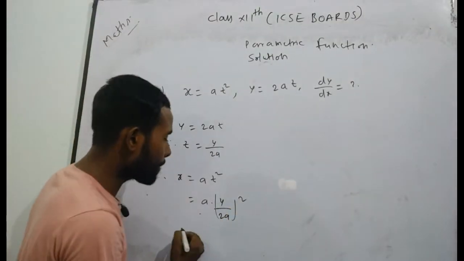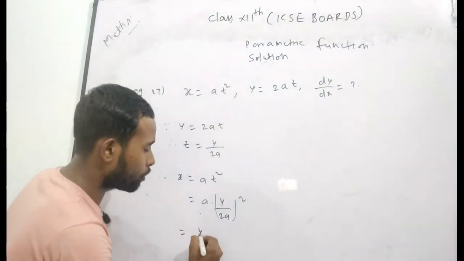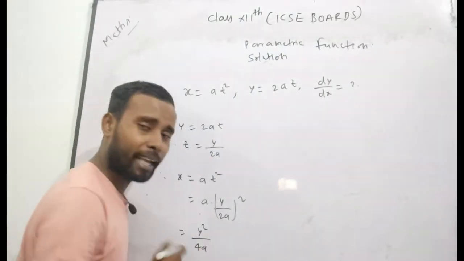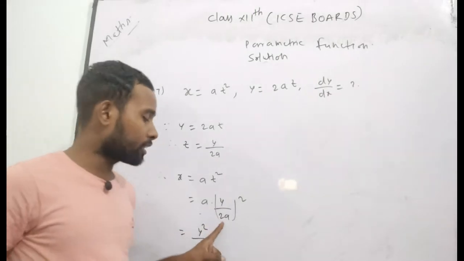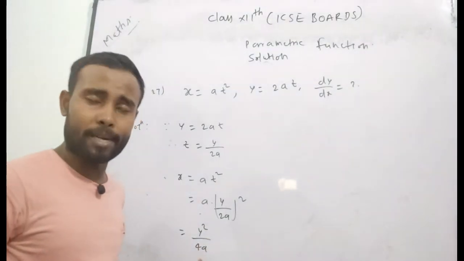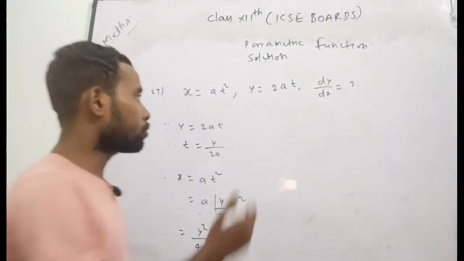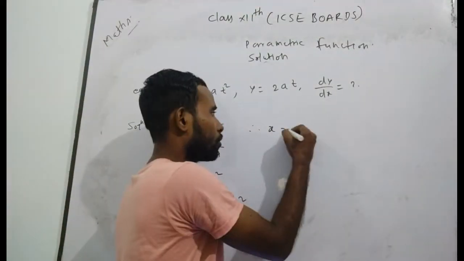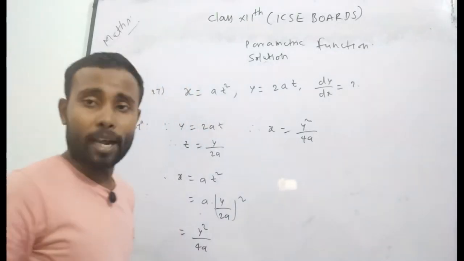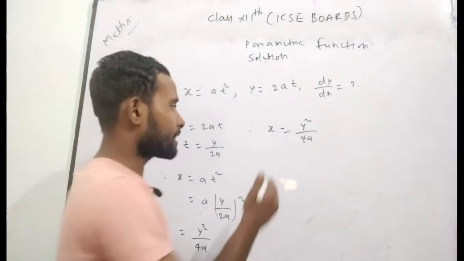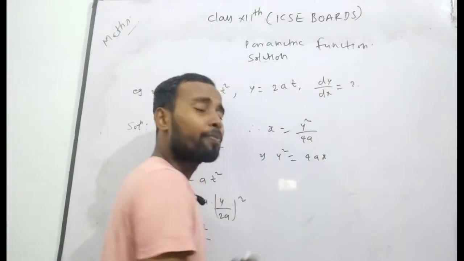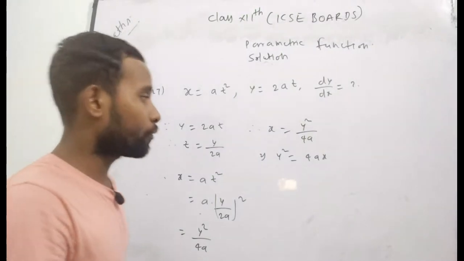Now, you have to simply manipulate. After calculating on the numerator side, you will get y square, while in the denominator you will get 4a. There is no 4a square because 4a square and 1a cancel each other. Finally, you will get in the denominator y square upon 4a. So, you get here x is equal to y square upon 4a. If you wish, you can express it as y square is equal to 4a x.